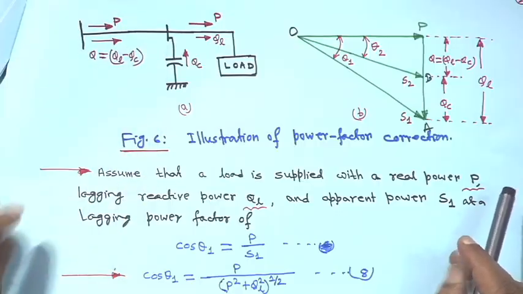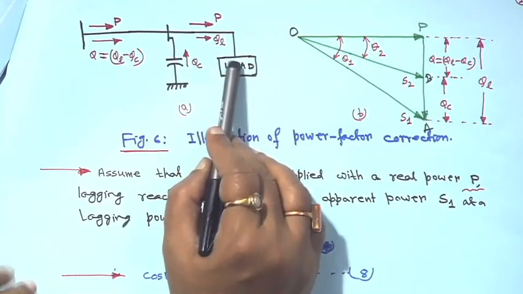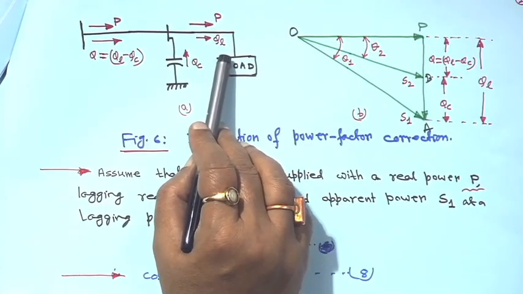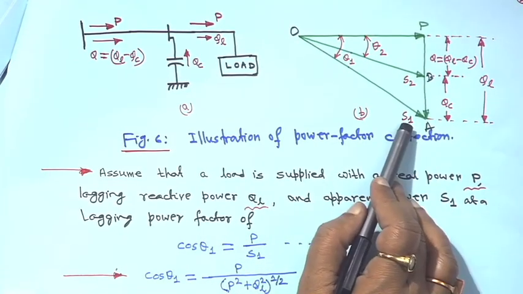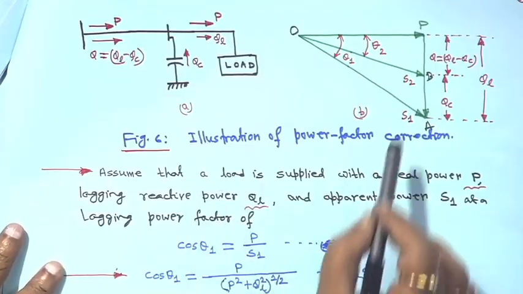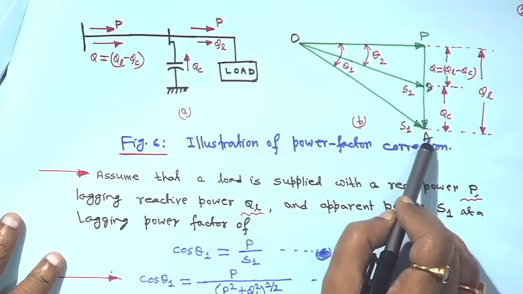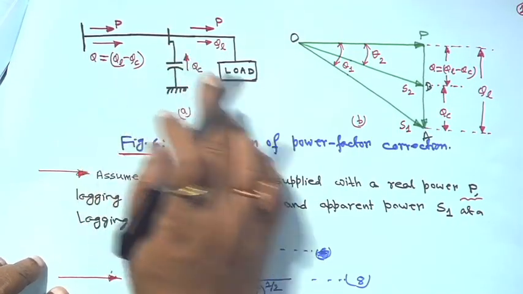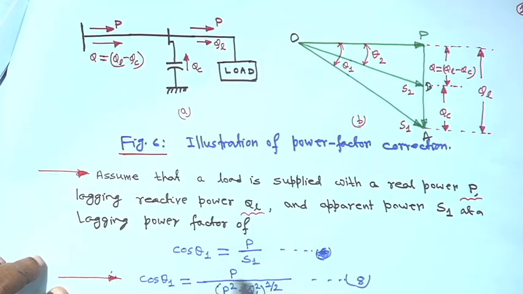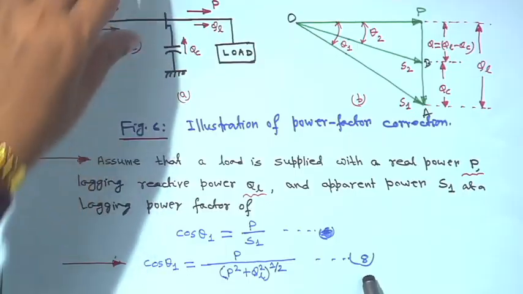So, in that case assume that a load is supplied with a real power P. This load has a real power P and reactive load QL. So, it is P plus jQL without any shunt capacitor, with a lagging power factor, and apparent power is S1. From this triangle, cos theta 1 will basically be OP upon OA, that is P upon S1, that is P upon root over P square plus QL square, because without anything the load was P plus jQL. So, it will be (P square plus QL square) to the power half. This is equation 8.